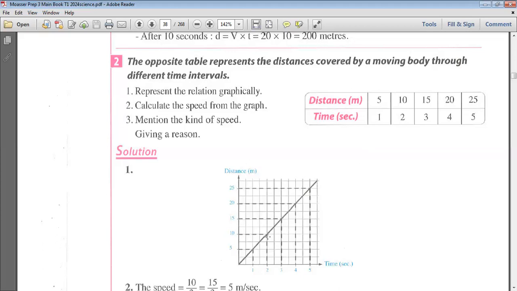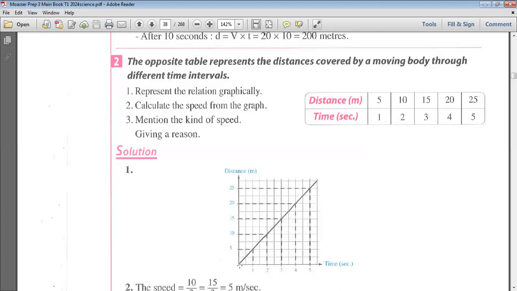Now I want to calculate the speed from the graph. How? I have any distance and its time. When the distance is 5, the time was 1. So 5 over 1 equals 5. 10 divided by 2 is 5. 15 divided by 3 is 5. 20 divided by 4 is also 5. 25 divided by 5 equals 5.